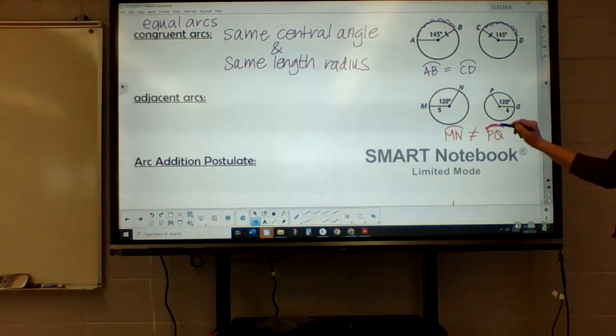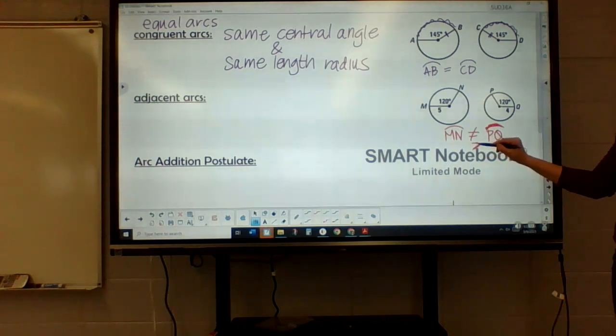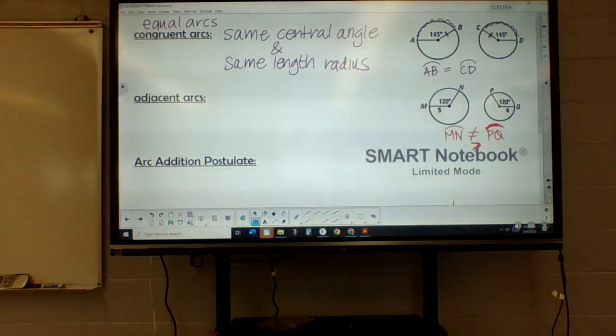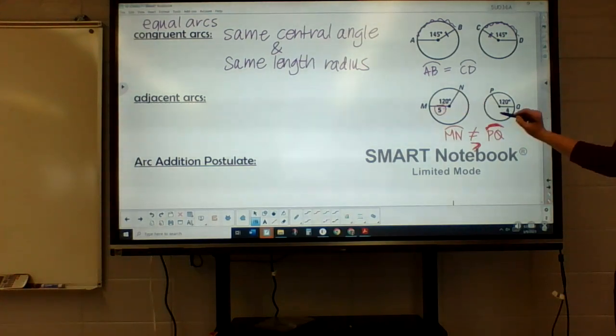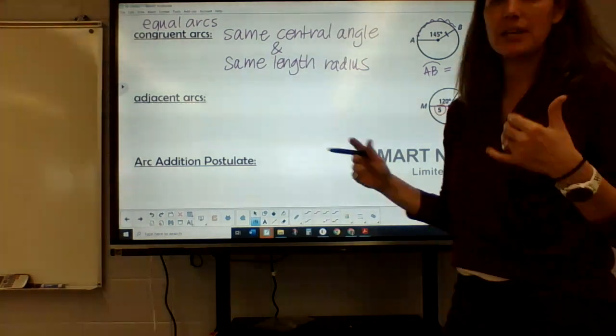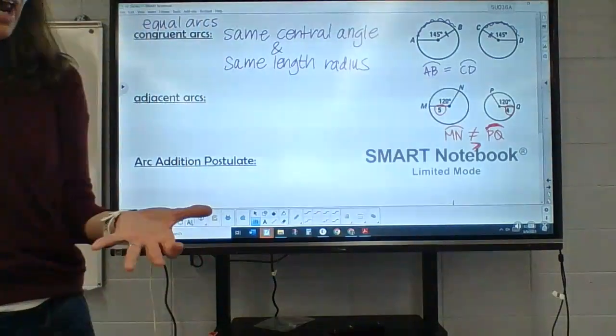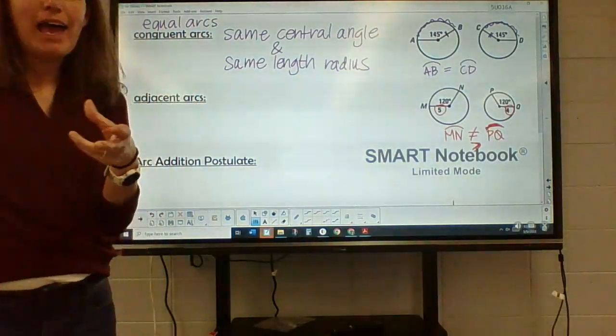Oops, that should be an R. You could say it's going to be greater than. That's going to be assumed that that's going to be greater than. So these are not equal because of the 5 and 4. So they're different size circles. So it's like comparing, you always hear comparing apples to oranges. They're not identical.